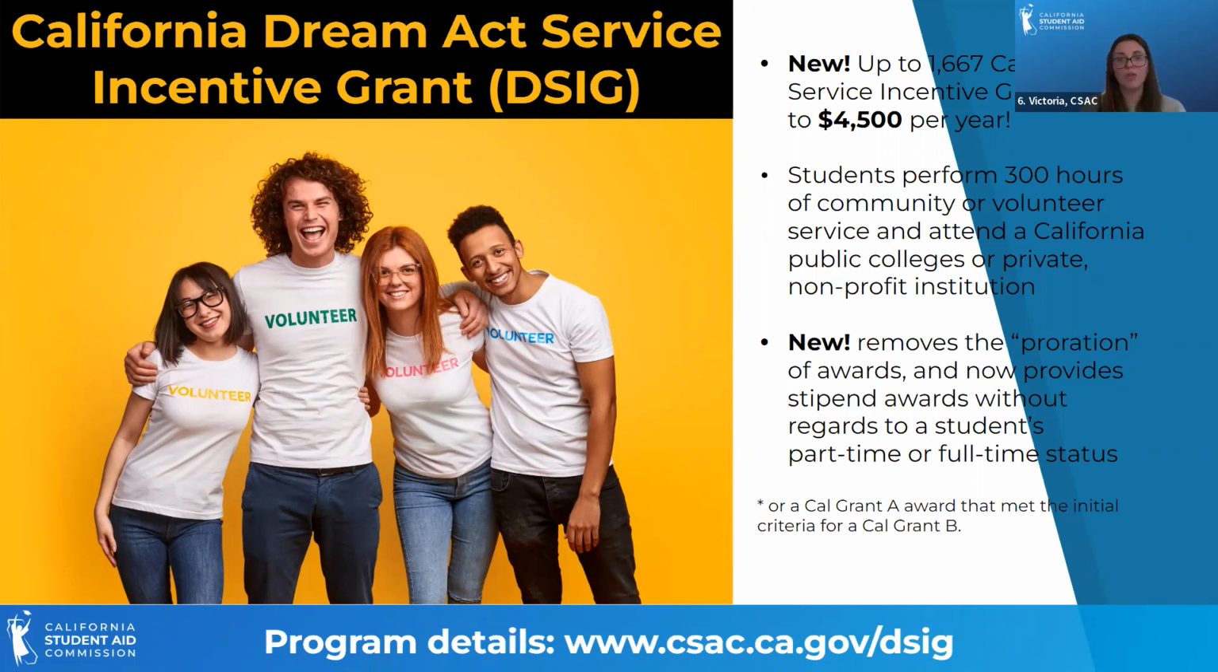And we have removed the proration. So that means it doesn't matter if they're enrolled half-time, three-quarter time, or full-time, they'll still receive the same amount of money for doing those 300 hours. They do have to be at least half-time, but then they can still get up to that $4,500.